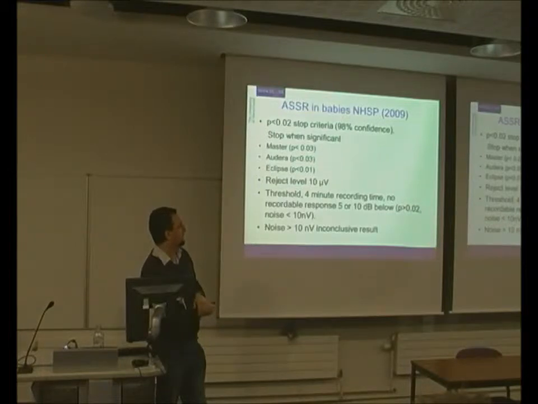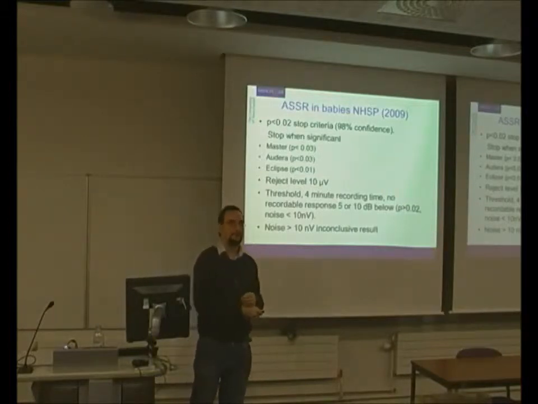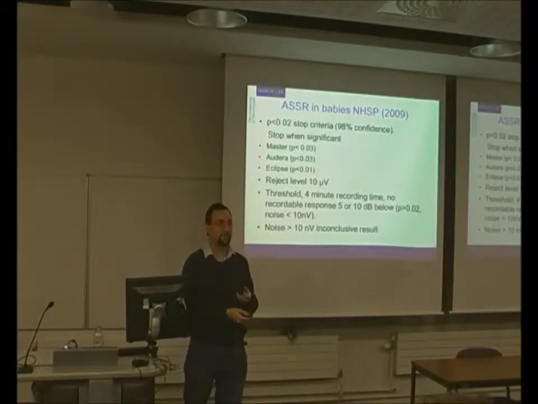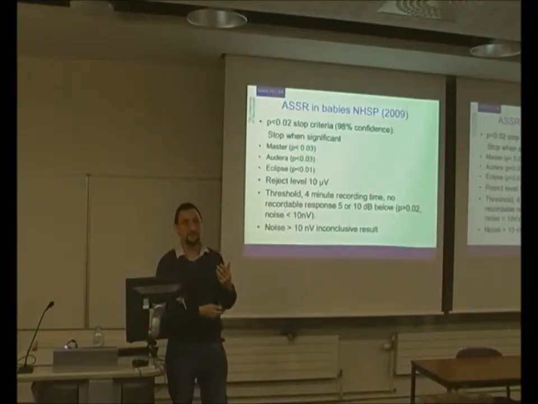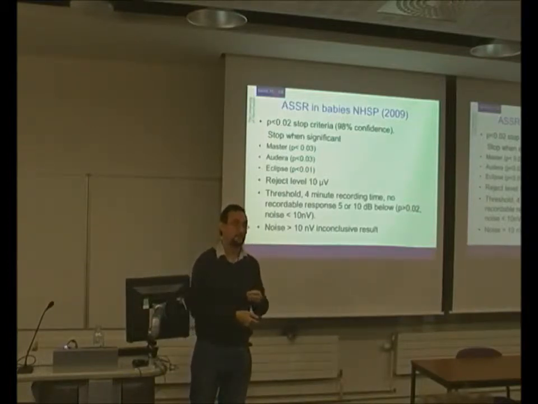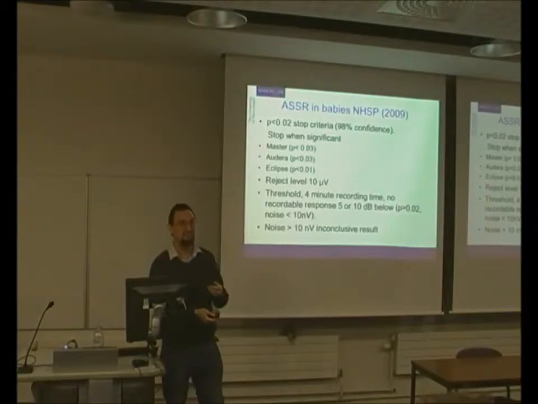Something very important that they recommend is that you have a noise of less than 10 nanovolts in the recording. We compare the amplitude of the response against the noise, and they're suggesting that if we have more than 10 nanovolts of noise, then you can't say that the response was absent. You have to say that it's inconclusive, because if it's more than 10 nanovolts of noise, then perhaps you wouldn't have got to threshold because you couldn't have detected the amplitude had it been there, due to the noise. Does that kind of make sense?